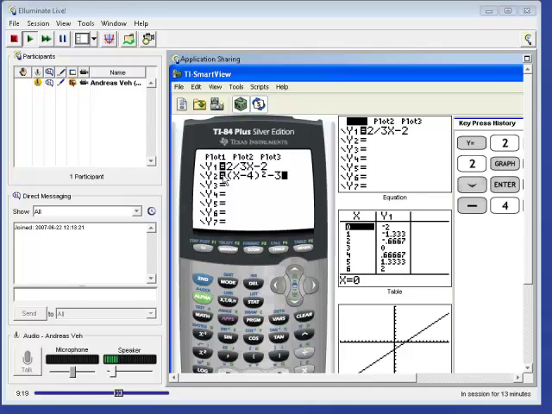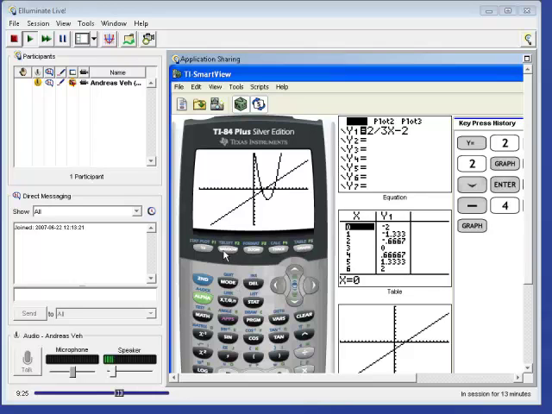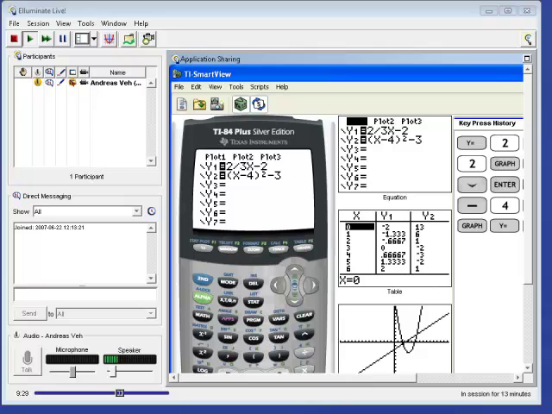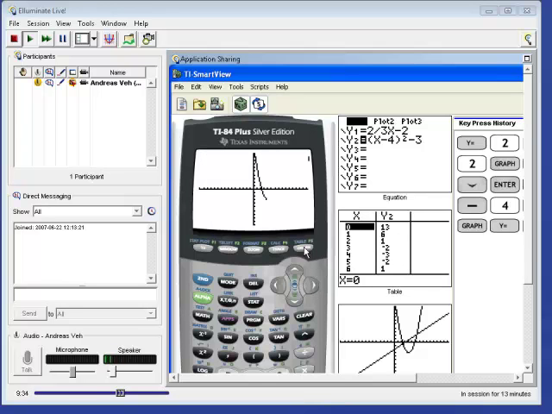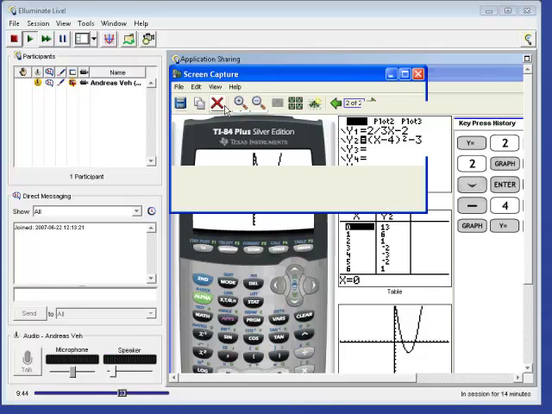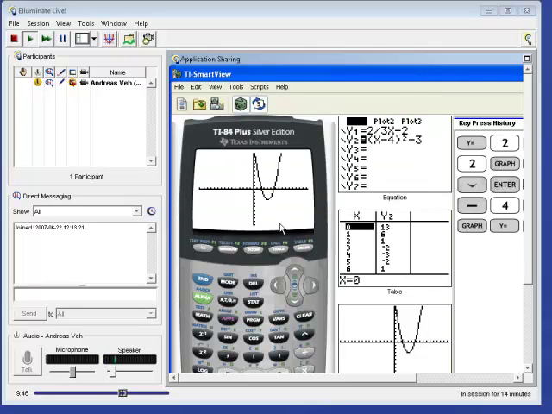I click on graph. Notice that both of these are highlighted, which means both of them will graph. There's the parabola. If we only want to see one, we go back, de-highlight the first one. We could clear it, but I like to just de-highlight it and then graph, and there's only the parabola. And as we had mentioned earlier, the vertex here is at -3 and +4. Again, I like to save this one.